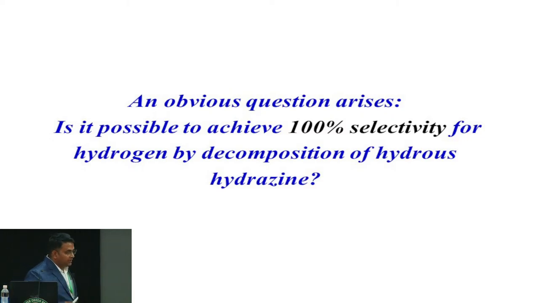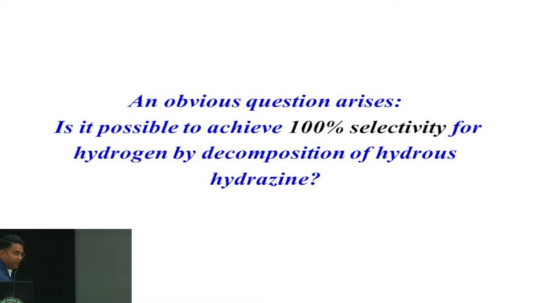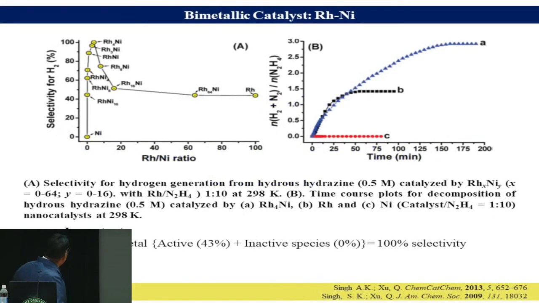So we started to modify the catalyst by using different capping agents. Previously we used CTAB, we also used PVP and SDS, but we didn't get 100% selectivity for decomposition of hydrazine. So later, we found a very good result when we prepared bimetallic nanoparticles.